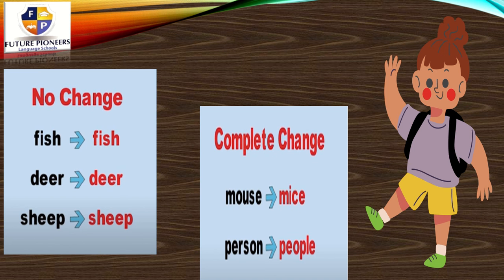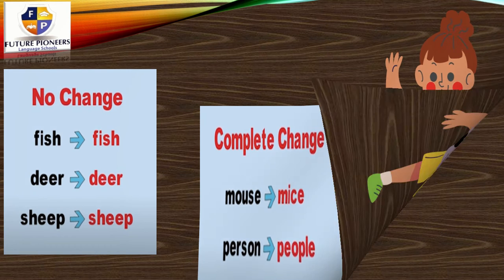Some words are always in the singular form even if I mean more than one. I can't say three fishes. No, it's three fish. I saw two deer in the forest, but it's two deer, not two deers. I have many sheep at my farm. I can't say sheeps. Okay?